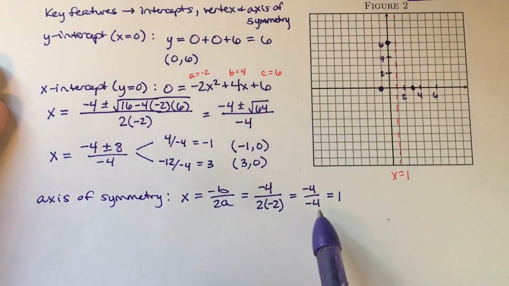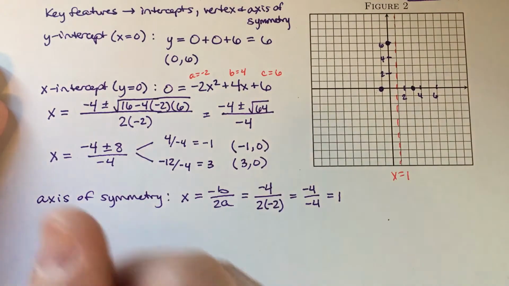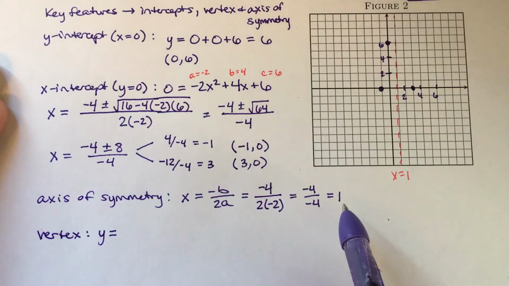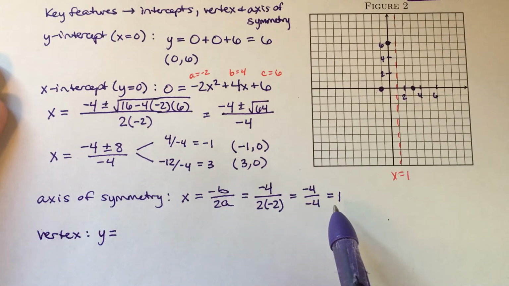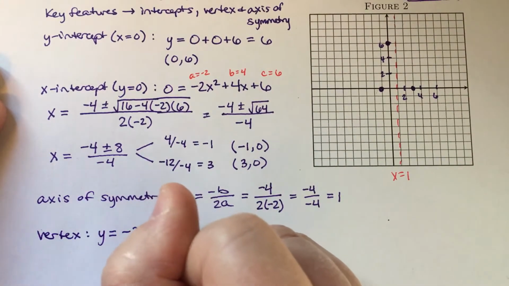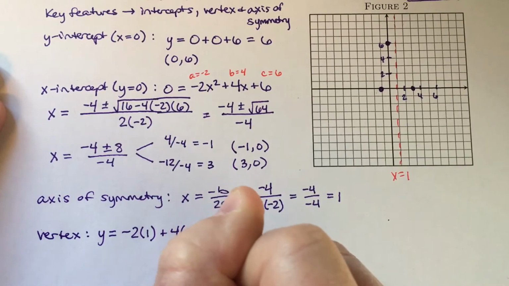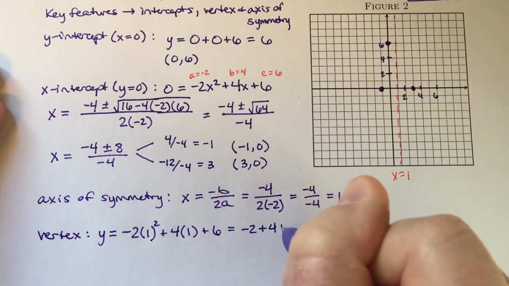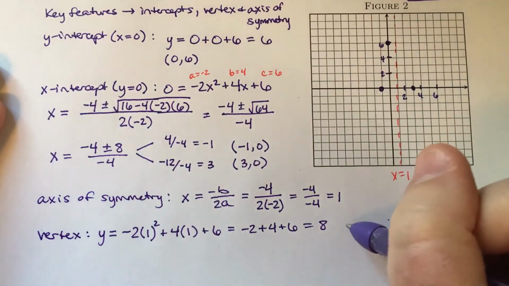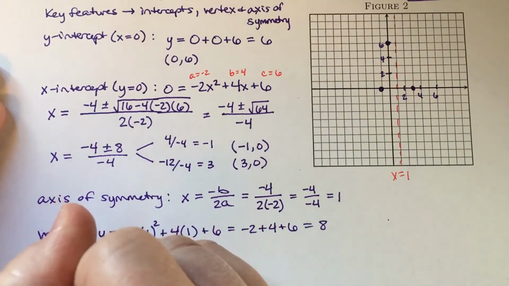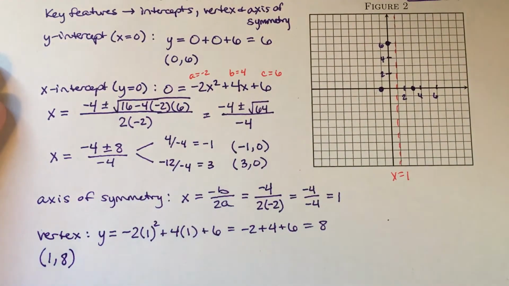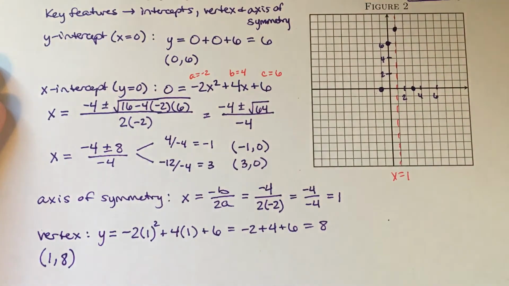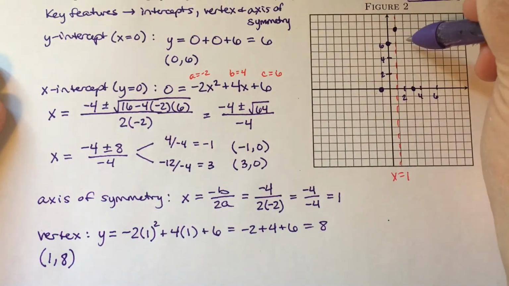The other half is plugging in that x value to find what y is. So to find the vertex, y equals, in the original formula, we're just going to plug in x equals 1. So negative 2 times 1 squared plus 4 times 1 plus 6 equals negative 2 plus 4 plus 6, which is 8. So the vertex is the point (1, 8). And that's another point that we can plot. And using the axis of symmetry, we can get another point over here.